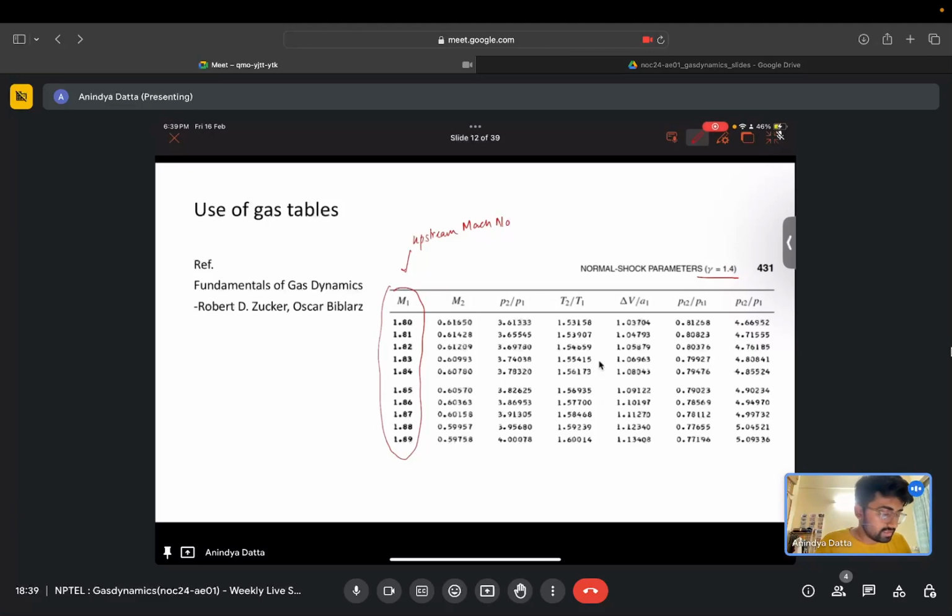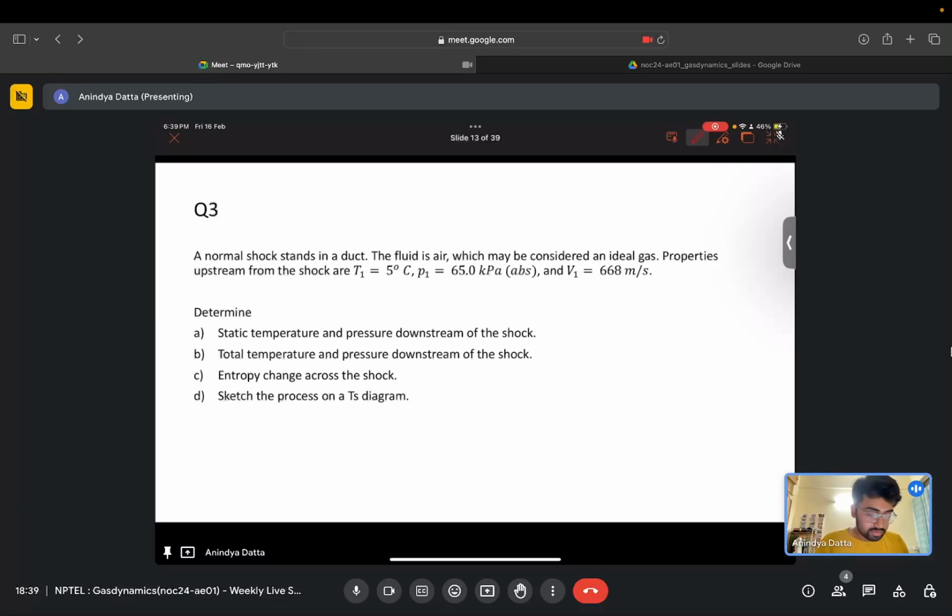This table is taken from this book, and that's the PDF I have uploaded in the Google Drive link, so you can use that. Next problem we'll try to solve using the gas tables. So let's go through the problem.